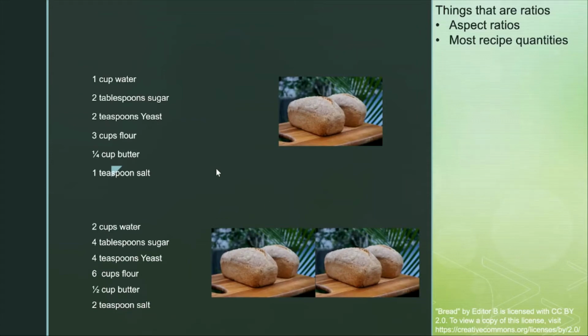Most recipe quantities are ratios. The proportion between the ingredients is very important and needs to stay the same. But if you want to make 4 loaves of bread instead of 2 loaves of bread, you can double each of the amounts, and the proportion remains the same.